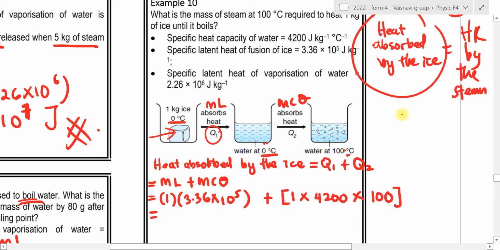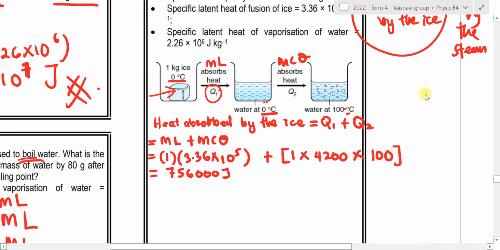453,600. I got a slightly different answer. No, very different. Wrong. 3.36 times 10 to the power of 5, plus 4200 times 100, that gives 756,000. Yes sir. 756,000 joule. Okay, but that is not the final part.